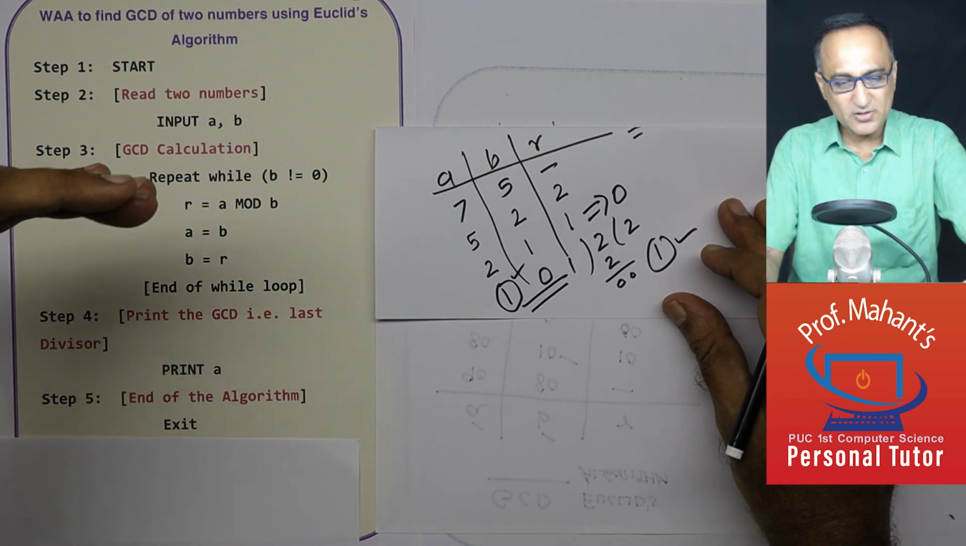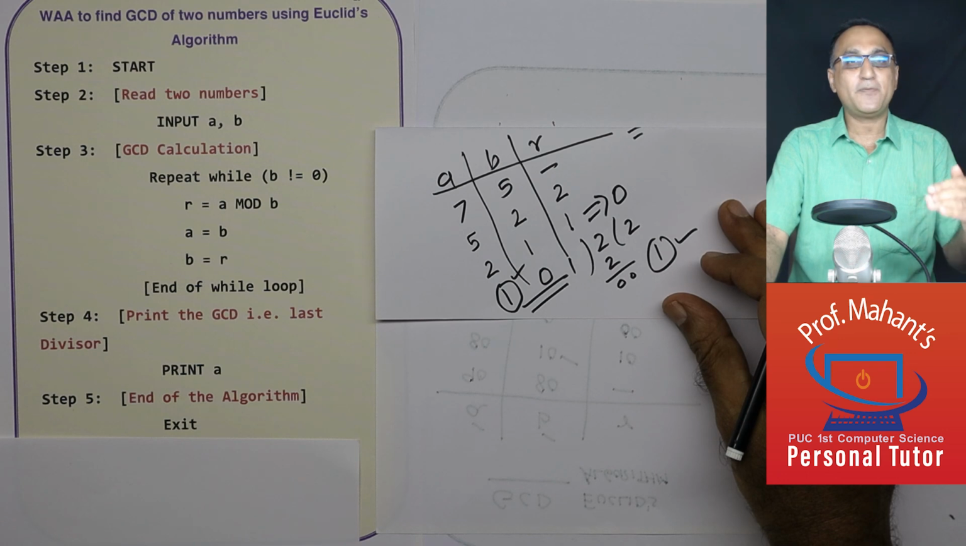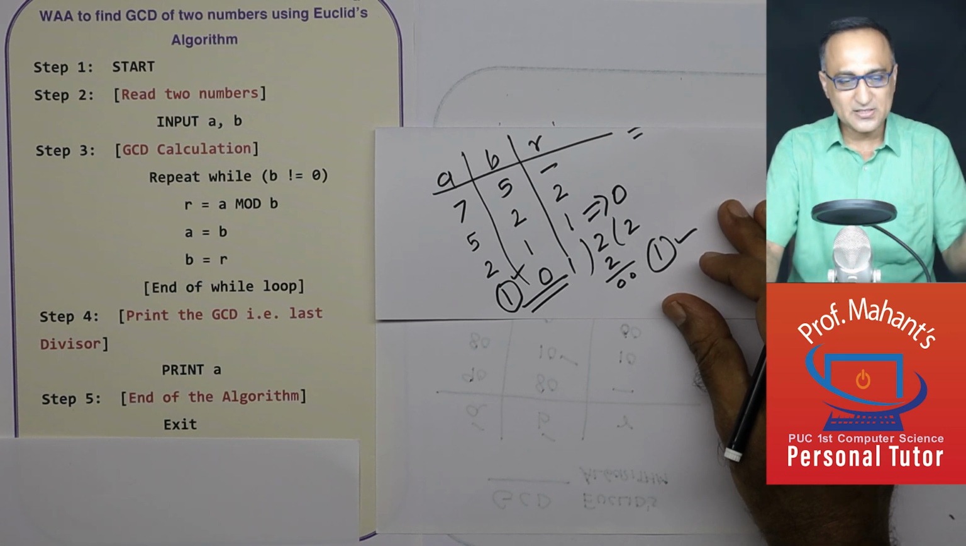So just try this out with different numbers and you should be perfectly fine in understanding this logic.